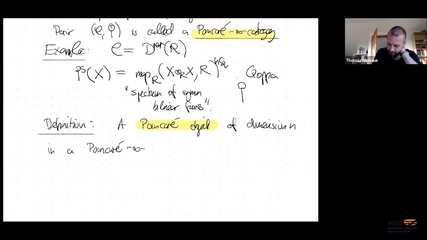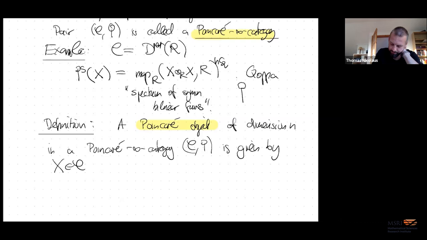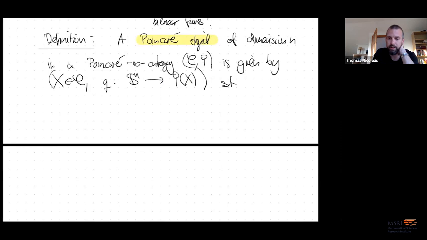C, kappa is given by a pair: an object X in C, and a unimodular form of degree n, a form Q, which is a map from the n-sphere into kappa of X. In other words, an element in pi n of that spectrum, or actually a little bit more, a point in the n space of that spectrum, such that the induced map, and I'll explain what the induced map is in a second.